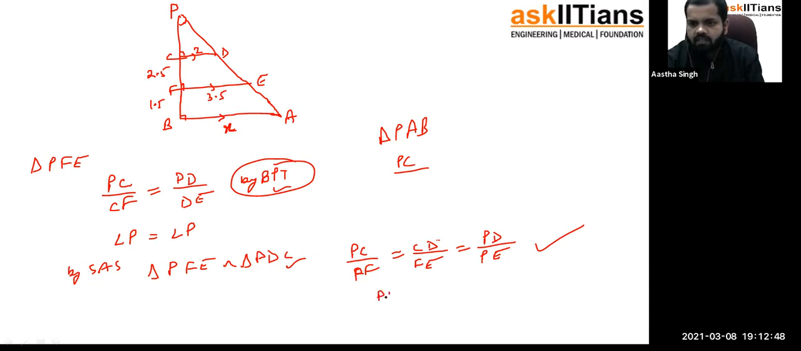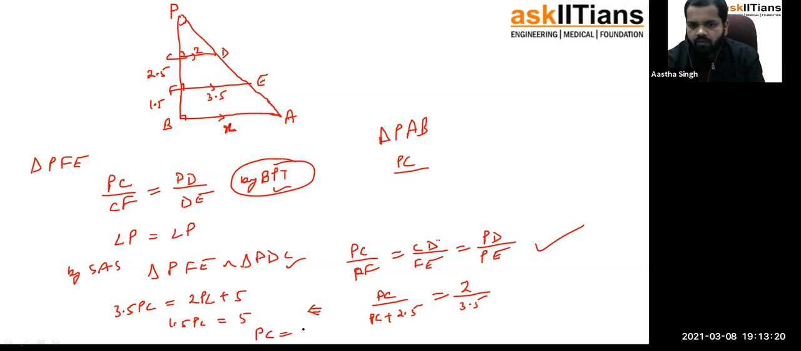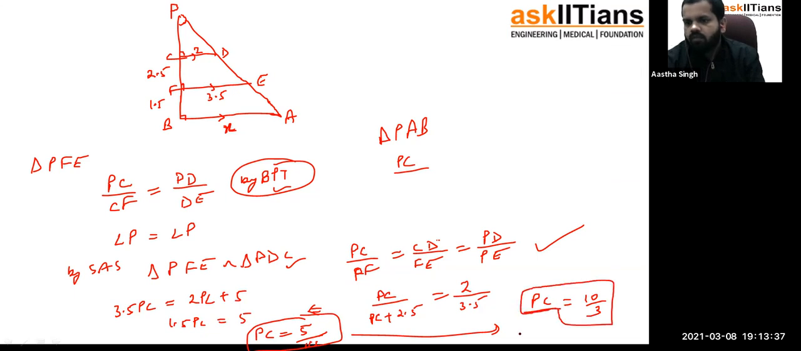So let us count PC. PF is PC plus 2.5. CD is 2 and FE is 3.5. Just cross multiply it, guys. So 3.5 PC will be equal to 2 PC plus 5. So 1.5 PC will be equal to 5. So PC will be equal to 5 upon 1.5. From here you can easily write PC will be equal to 10 upon 3. So PC is equal to 10 upon 3.